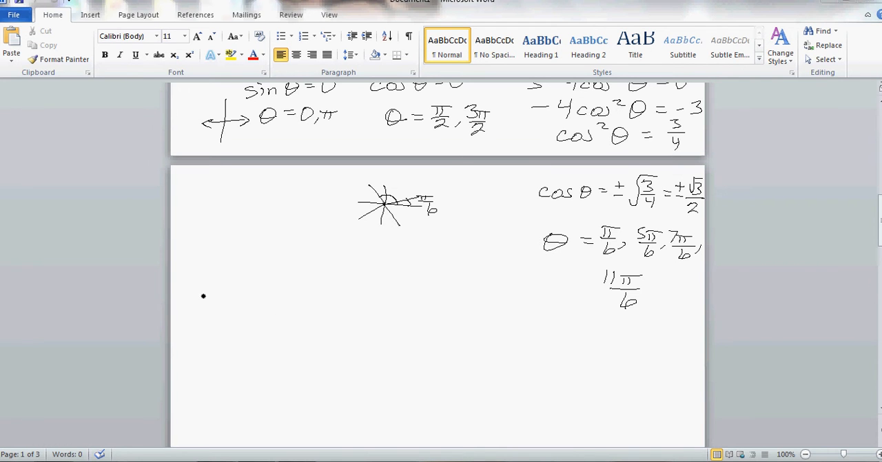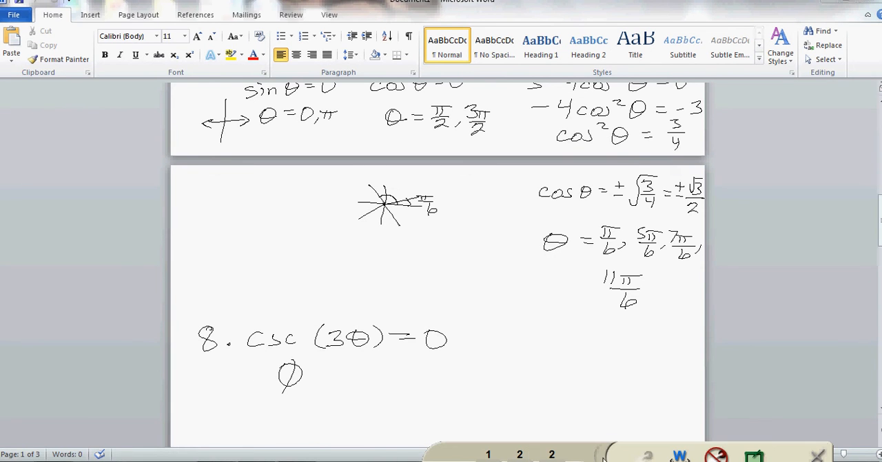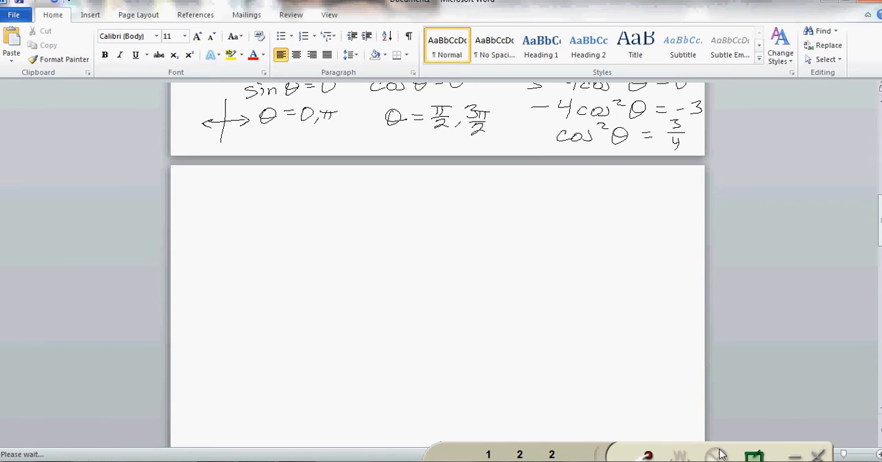Number 8. The cosecant of 3 theta is equal to 0. And I look at this and ask, okay, where does cosecant equal 0? It doesn't. Remember that the range for cosecant is positive 1 and bigger, or negative 1 and lower. So there's no solution here, so as soon as we've determined that, we can go on.